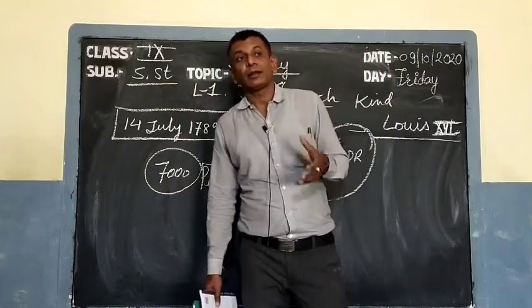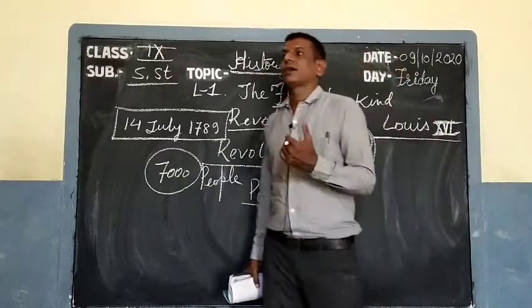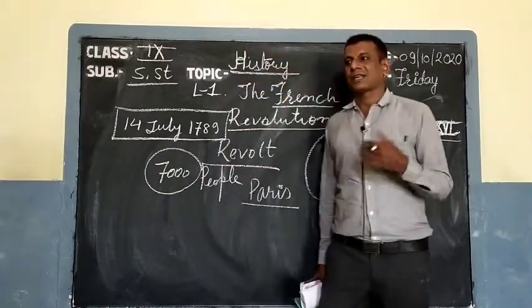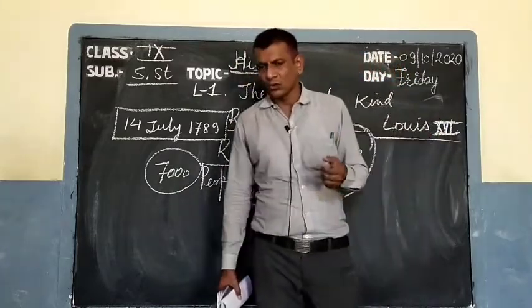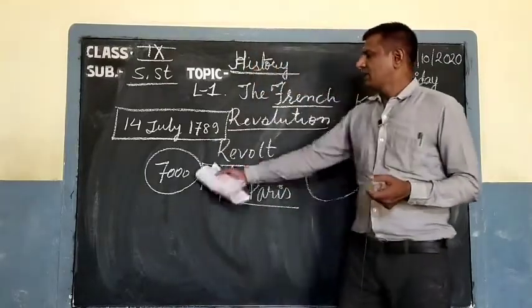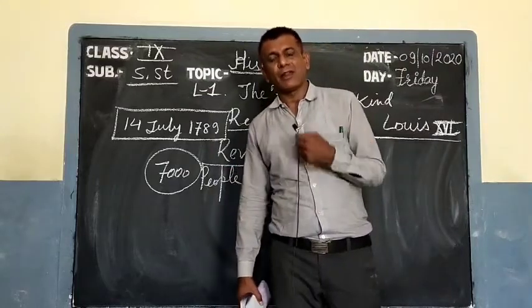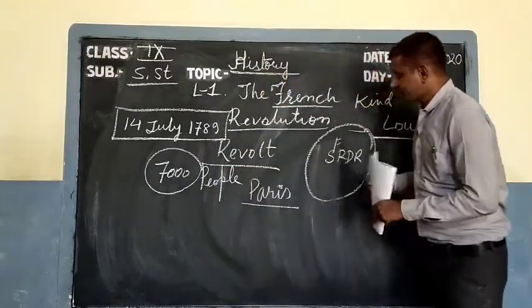But people thought that this army would open fire on them and they would be killed. So people gathered and thought, we must collect some weapons, some arms, so we can fight with the army. So 7,000 people, men and women, gathered.